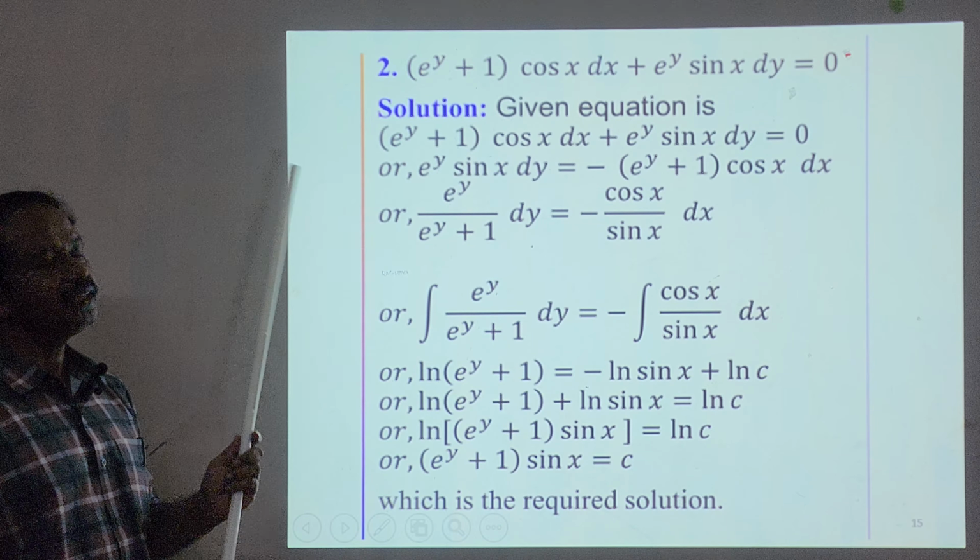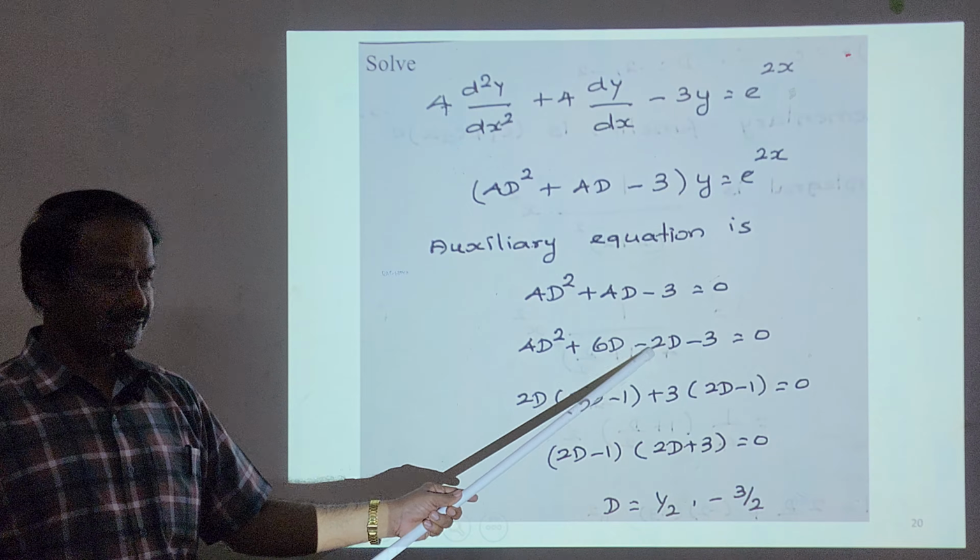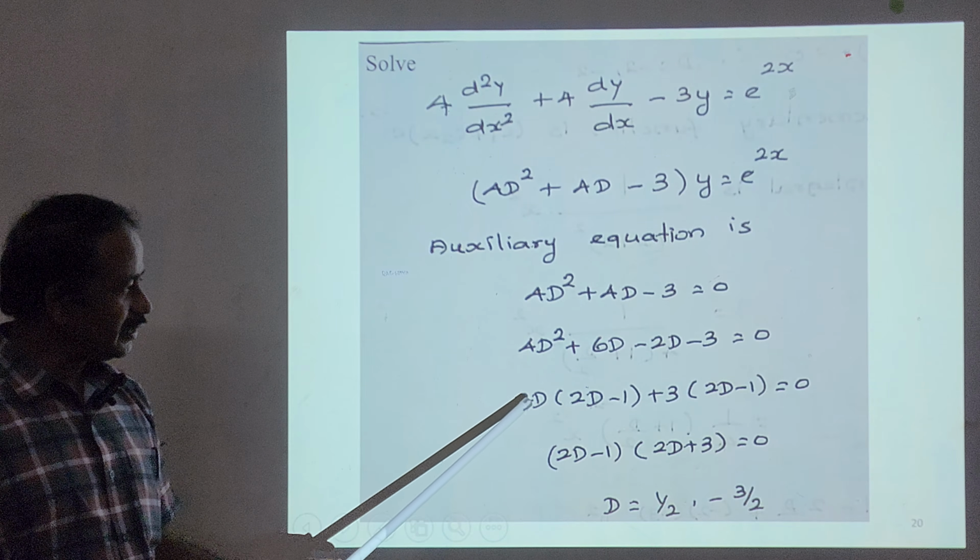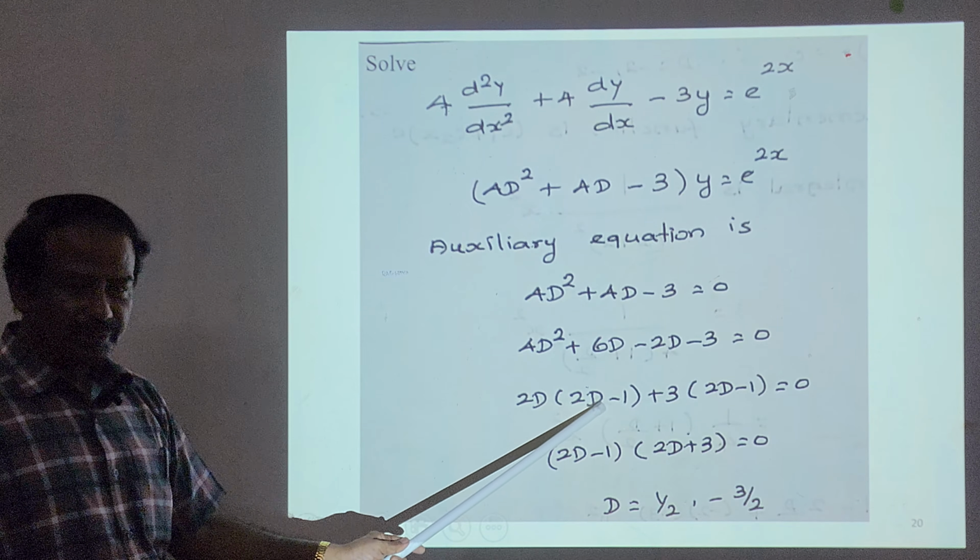So we have 4. We can write this as d squared, since we have differentiated 2 times. This can be written as 4d minus 3. I have pulled y out, which is equal to e to the power 2x. Out of this equation, you can make the auxiliary equation as 4d squared plus 4d minus 3, which is equal to 0. Is it okay? I am going to factorize this one. I am going to write 4d as 6d minus 2d. So I can pull 2d out, 2d minus 1, correct?